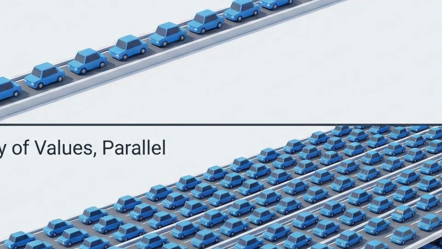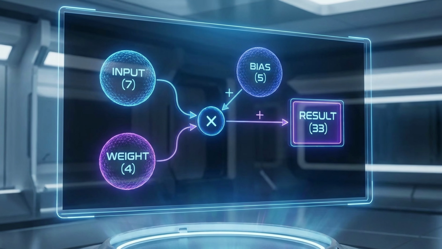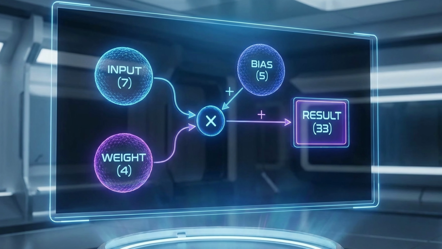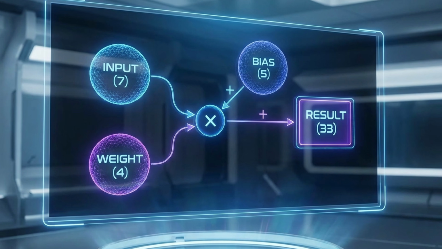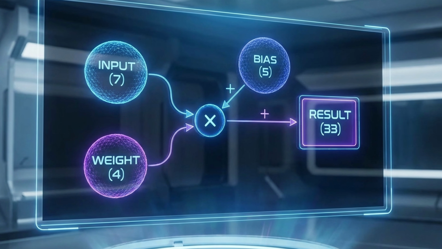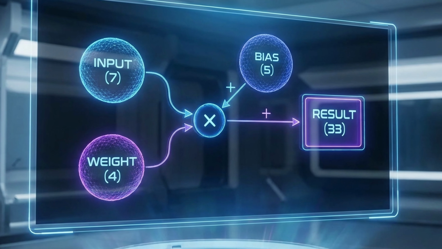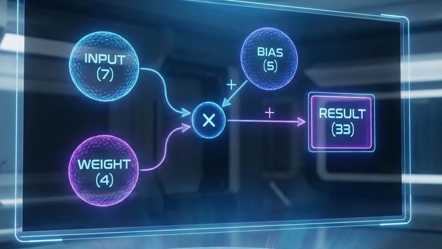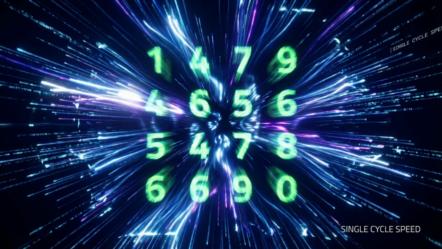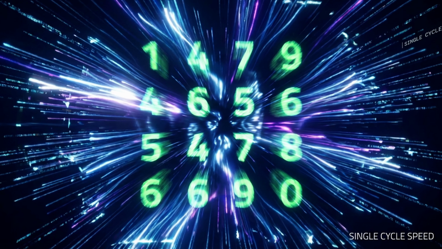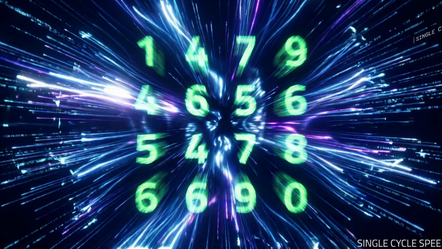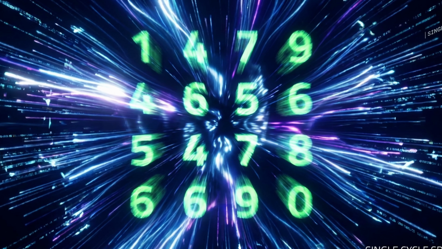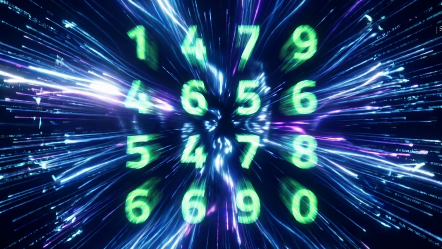matrix multiplication. The absolute fundamental operation in neural network training and inference is the multiply-accumulate operation, which involves multiplying a data input by a learned weight and adding it to an accumulator bias to carry the data forward. A tensor core executes this entire complex operation for a small grid of numbers, such as a 4x4 matrix, in a single hardware clock cycle.